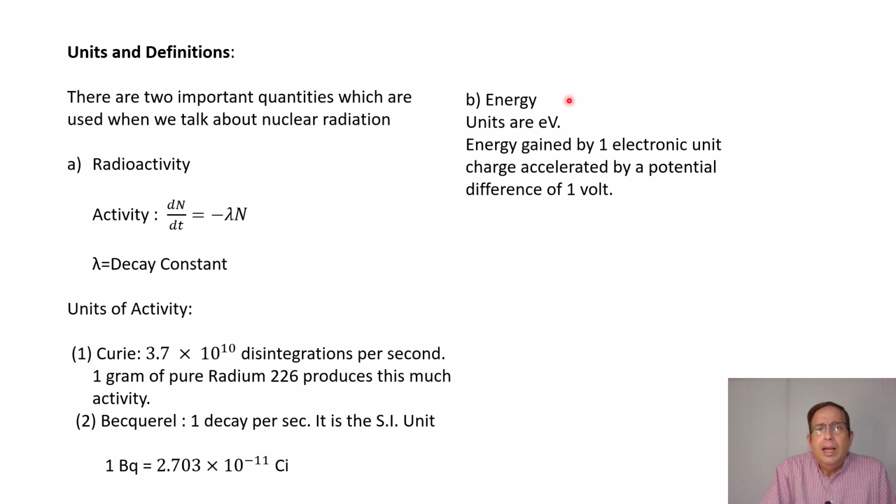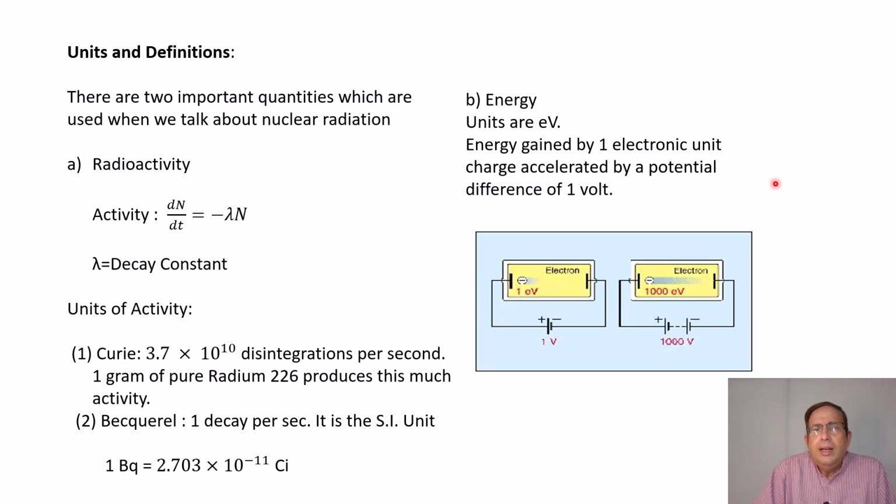The second important quantity is the energy, and its units are electron volts. So what is an electron volt? Whenever we're talking about radiation that is coming out, it is coming out with some energy, and that energy is generally measured in the form of electron volts. So if you have a potential difference of 1 volt, and 1 electron covers this potential difference, then it gains an energy of 1 electron volt. So that is the definition of electron volt.